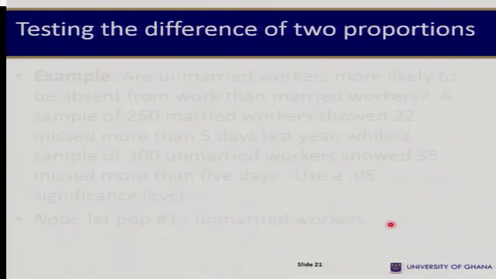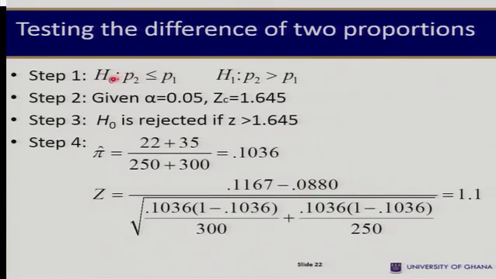We want to make the unmarried workers population 1. So we state our null and our alternative as this. Given the significance level, our z is 1.64 or 1.65, or you could also use the average 1.645. So we'll reject the null if z is greater than 1.645. Now we compute our pi hat, it is 0.1036, and now obtain our z as 1.1.